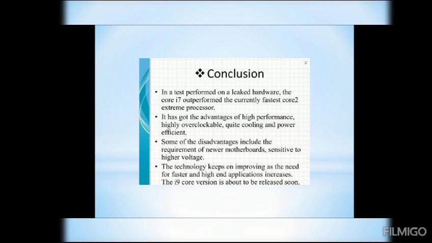In a test of performance on leaked hardware, the Core i7 outperformed the current fastest Core 2 Extreme processor. It has the advantages of high performance, being highly overclockable, quick cooling and power efficiency. Some of the disadvantages include the requirement of newer motherboards and sensitivity to high voltage. The technology keeps on improving as the need for faster and high-end applications increases. The i9 core version is about to be released soon.